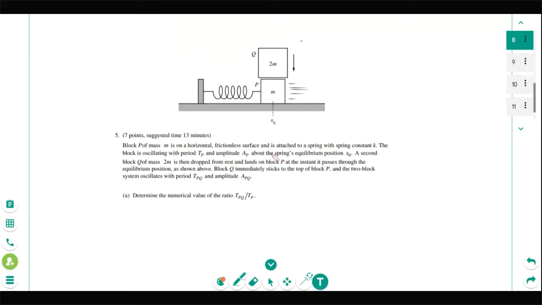We have block P. It has mass M. It's on a horizontal frictionless surface, no friction, attached to a spring with a spring constant K. The block is oscillating with a period and an amplitude. We drop a block on top of it.